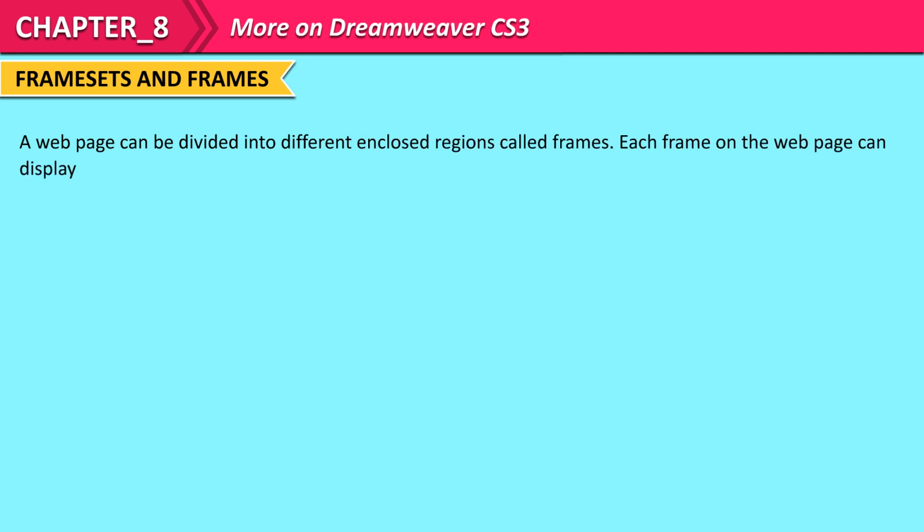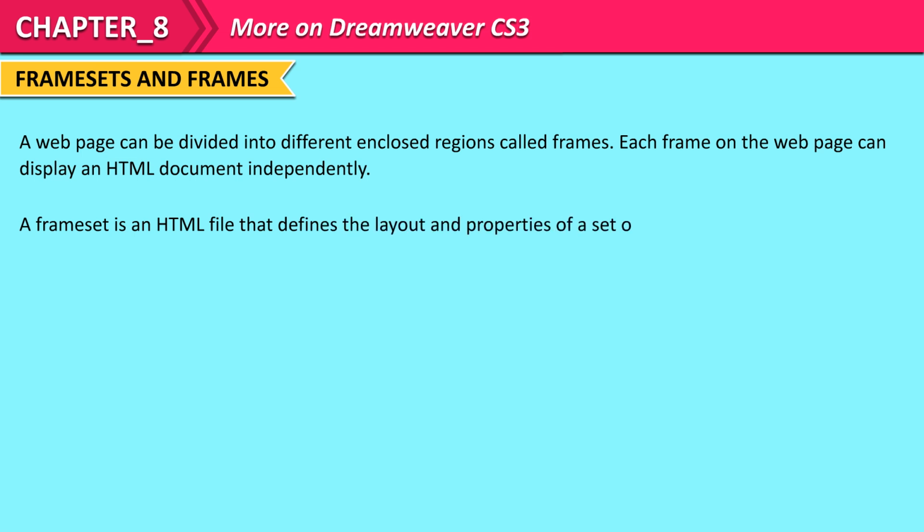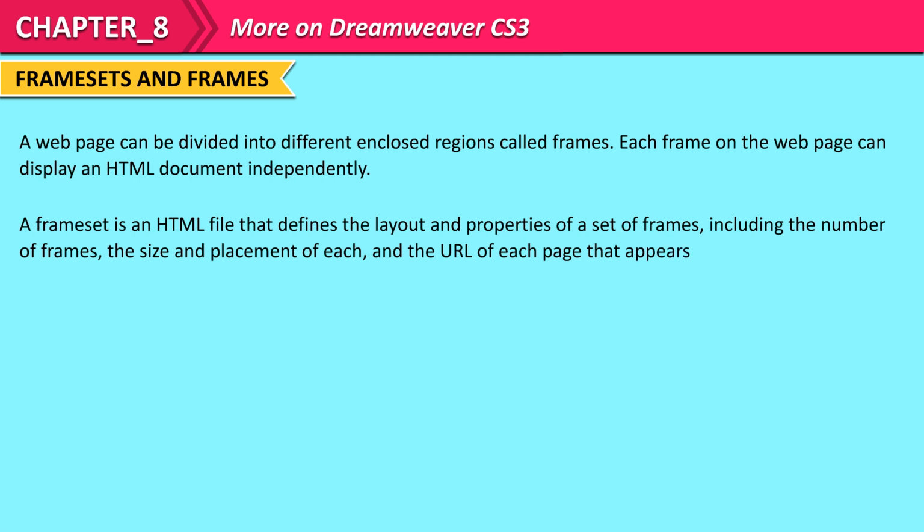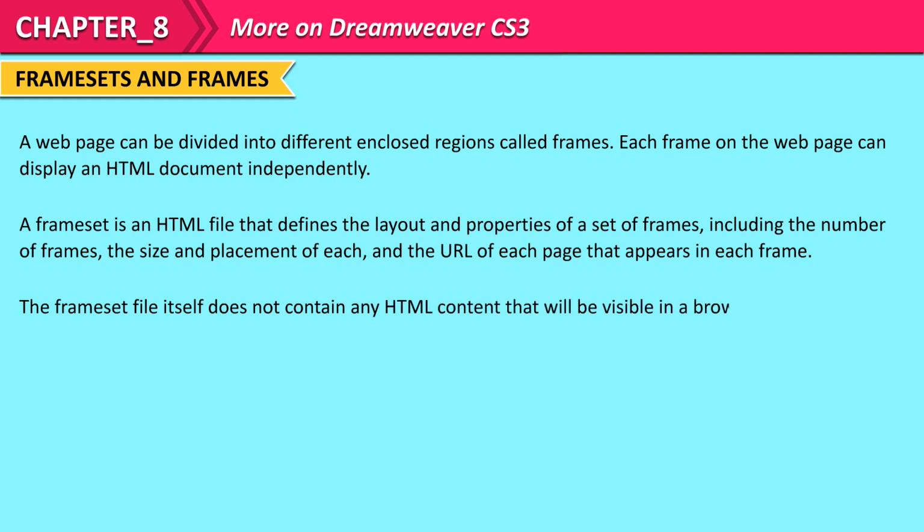Frame sets and frames. A web page can be divided into different enclosed regions called frames. Each frame on the web page can display an HTML document independently. A frame set is an HTML file that defines the layout and properties of a set of frames, including the number of frames, the size and placement of each, and the URL of each page that appears in each frame. The frame set file itself does not contain any HTML content that will be visible in a browser. To view a set of frames in a browser, enter the URL of the frame set file.